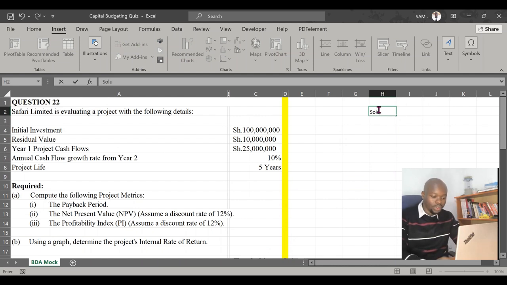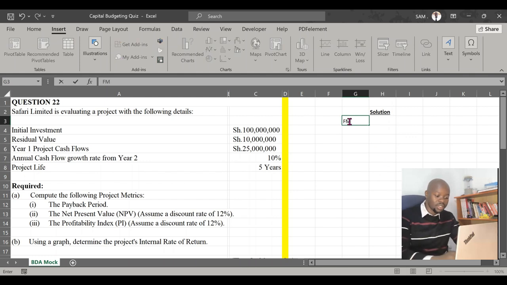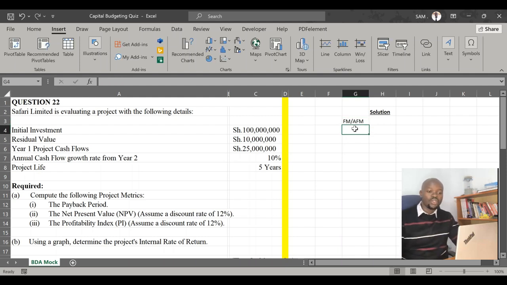I would want us to do a solution here so that we get to see how to go about such a question. So now, I would want us to start from the project evaluation techniques. When you are doing financial management and also advanced financial management, because this is a shared concept, you realize you learned something about project evaluation.